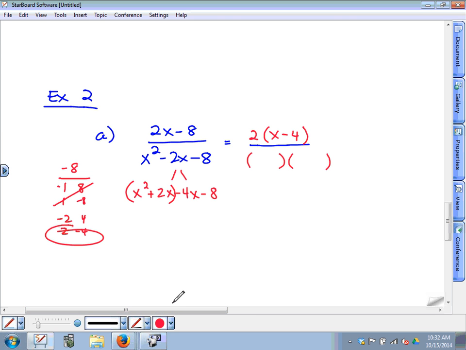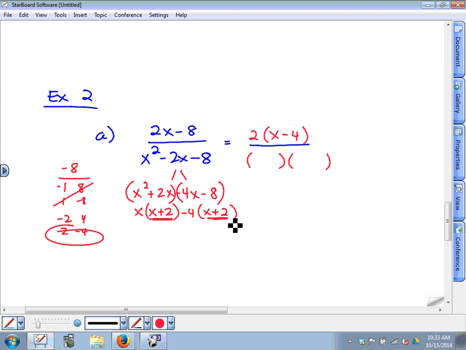So what comes out of this first group? Be careful. What do they both have in common? They don't both have x squared. They both just have an x, and that leaves you with x plus 2. From the second group here, you want to take out the biggest number that you can. So we're going to take out a minus 4, and that leaves x plus 2.